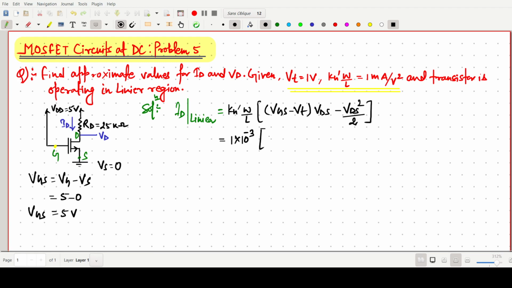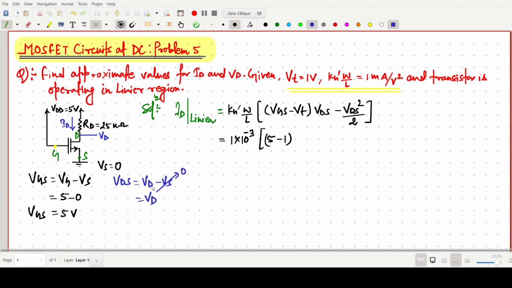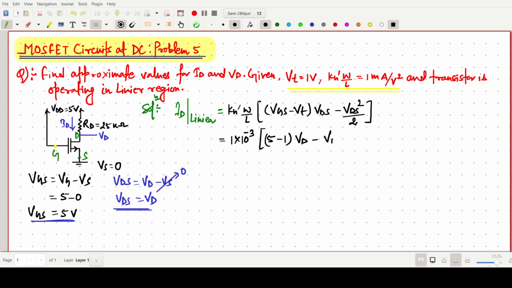The VGS value will be 5 volt, so simply we can write 5 minus VT. The threshold voltage is given as 1 volt, so I am writing 1 volt. The other parameter is our VDS. VDS can be written as VD minus VS, and VS is already 0, so VDS is simply our VD. VGS is 5 volt and VDS is simply our VD. So I am writing this as 4 VD minus VD squared by 2.